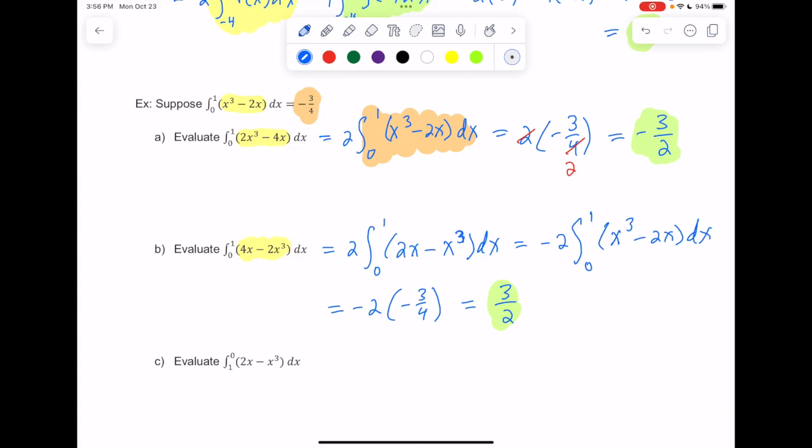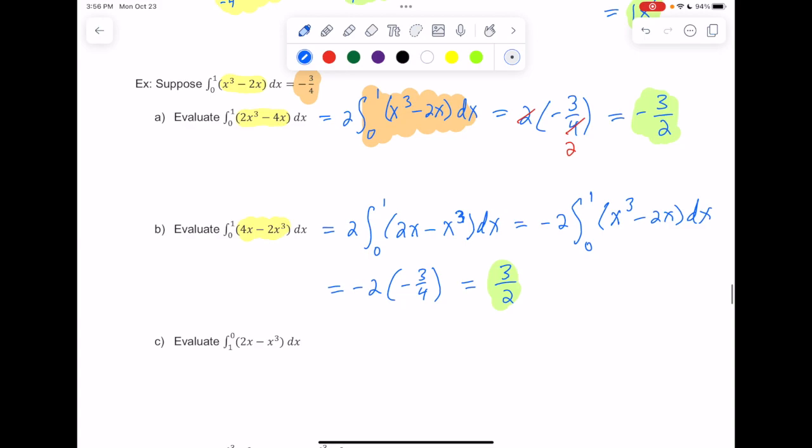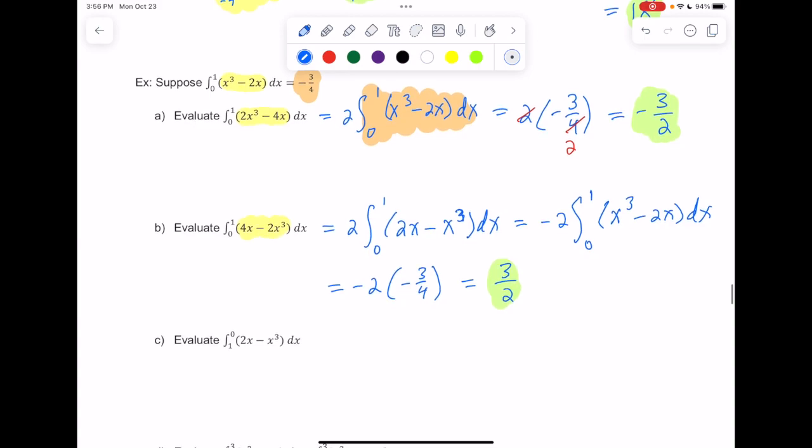So evaluate the integral from 1 to 0. Okay, so that's not what we were given. We were given 0 to 1, so those limits need to be reversed. So to do this, we need to remember the property that says if you take the limits of integration and reverse them, so again, looking carefully at the order, this was 1 to 0, and now I've changed it to 0 to 1. If you're going to do that, that changes the sign of the answer.